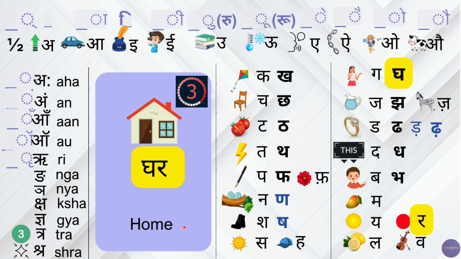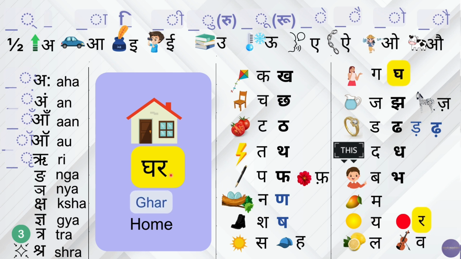This word means home. In bold, we have the forceful version of the word g. So it's g, gh, girl, gh. And red r joins together to make the sound ghar. It's pronounced as ghar. Next word.